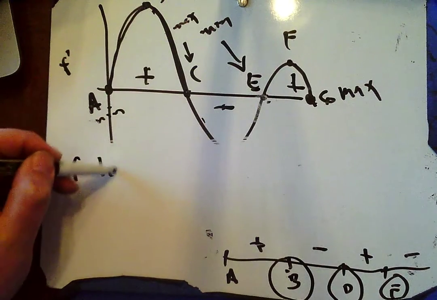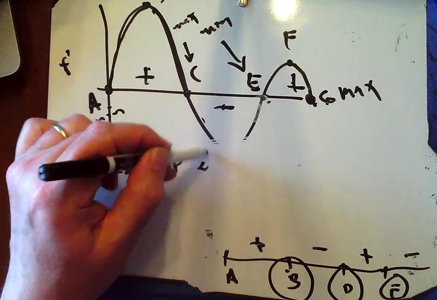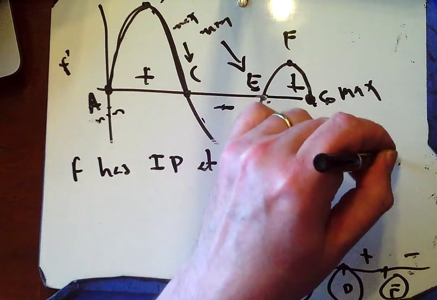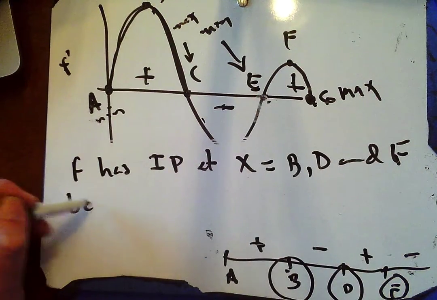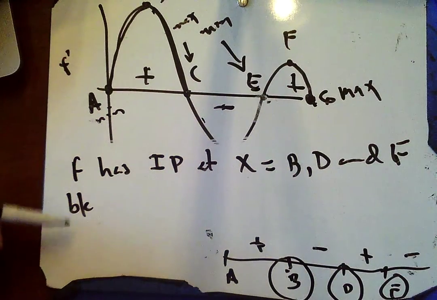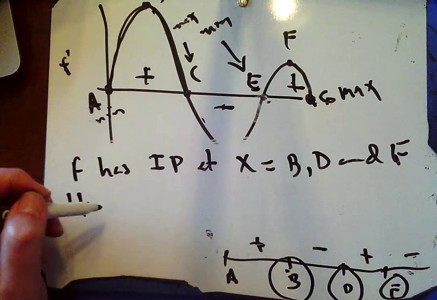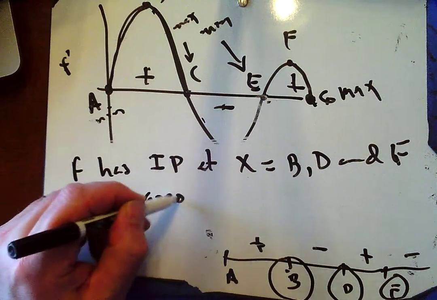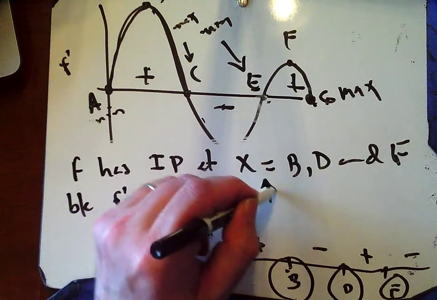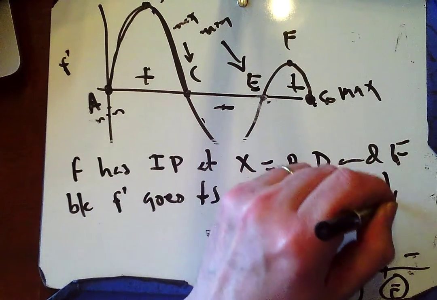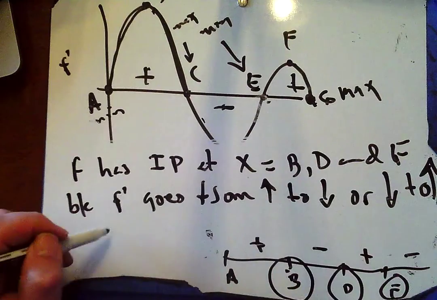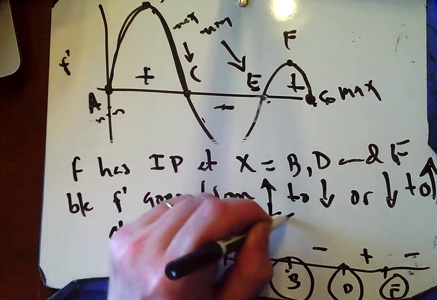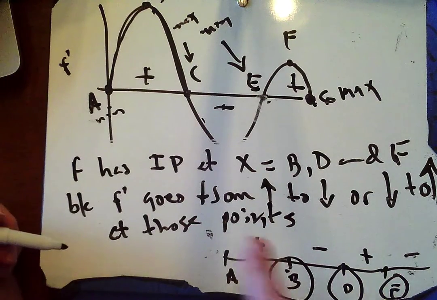instead, f has inflection points at x equals b, d, and f because you were given f prime, so you should address f prime in your justification, because f prime goes from increasing to decreasing or decreasing to increasing at those points. And that really is, in fact, the answer they expect. They want to hear that.